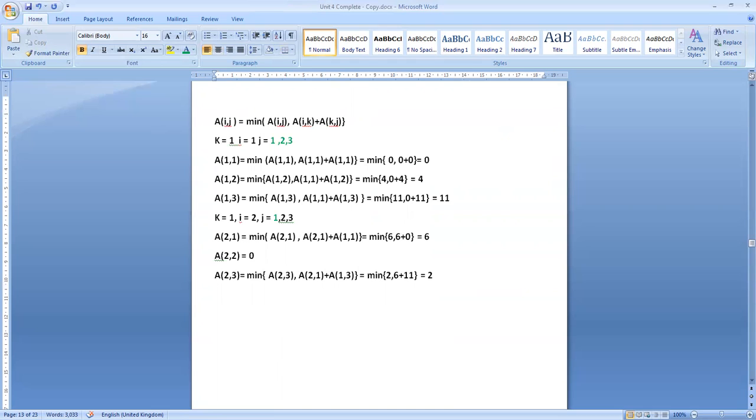Now I is equal to 1 has been found out, I is equal to 2 has been found out. Now still my k is equal to 1. Now my I is equal to 3, because there are 3 vertices, the last vertex is 3. Now for this one, j will vary from 1 comma 2 comma 3. So that we will do it now.